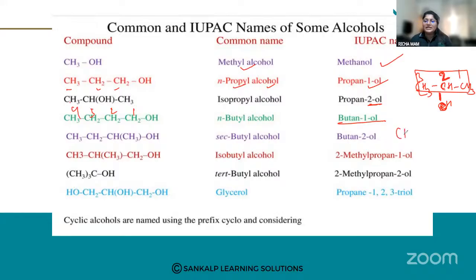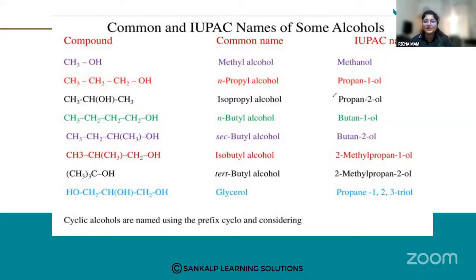Then here CH3CH2CH(OH)CH3, 1, 2, 3 and 4, so again butan-2-ol. You have to see that the OH group should get the least number. So I'm naming it from this side. If I name it from the other side, this carbon will get number 3, so OH will get 3. But whenever you are naming the substituent, the substituent should get the least number. Understood, right? Yes.